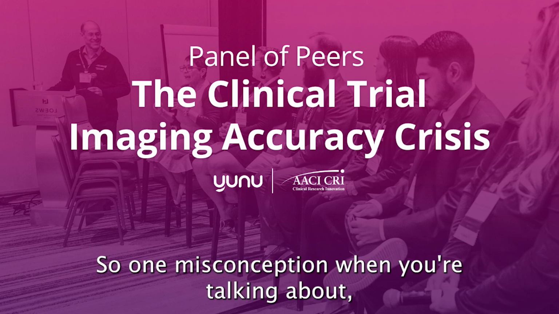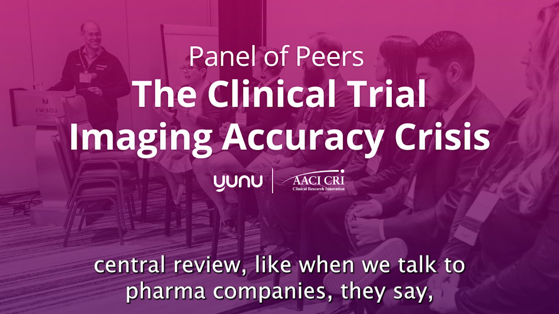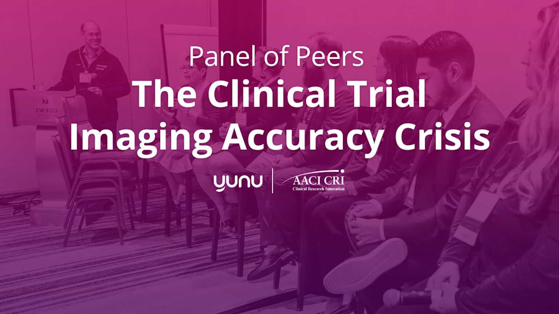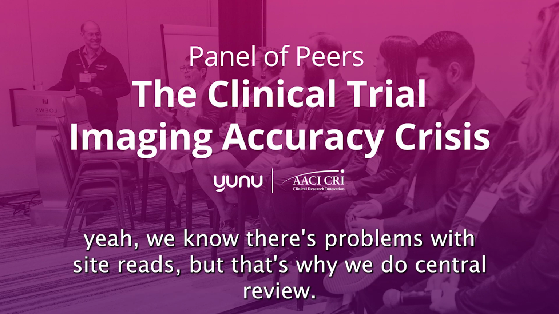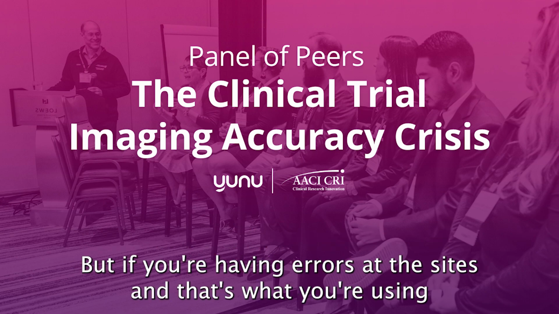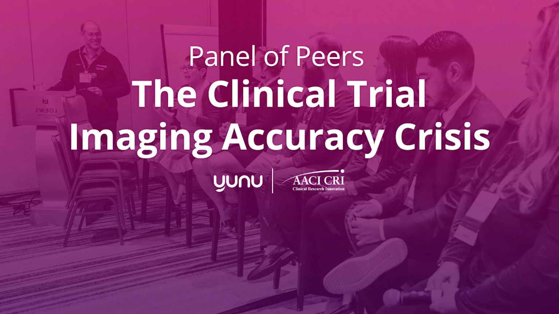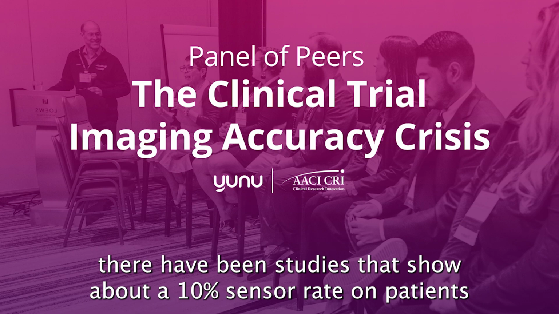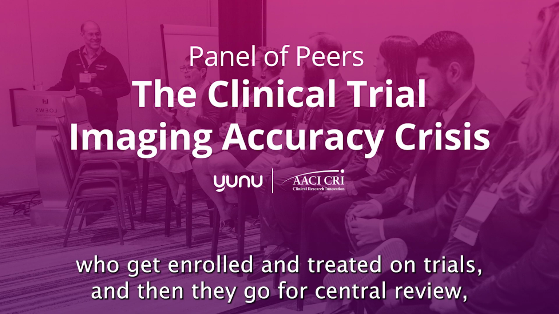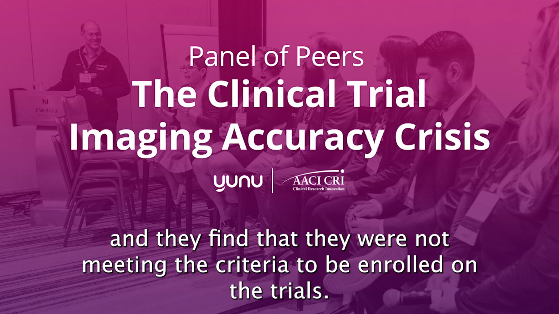One misconception when you're talking about central review, like when we talk to pharma companies, they say, yeah, we know there's problems with site reads, but that's why we do central review. But if you're having errors at the sites, and that's what you're using to determine who goes on the trial, and then you send it for central review later, there have been studies that show about a 10% censor rate on patients who get enrolled and treated on trials, and then they go for central review and they find that they were not meeting the criteria to be enrolled on the trials.